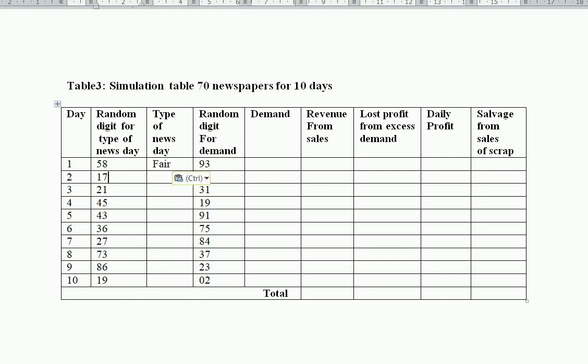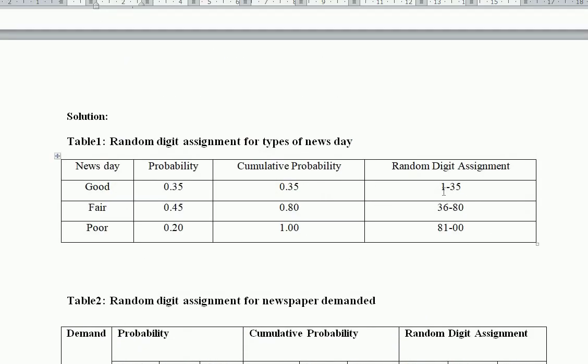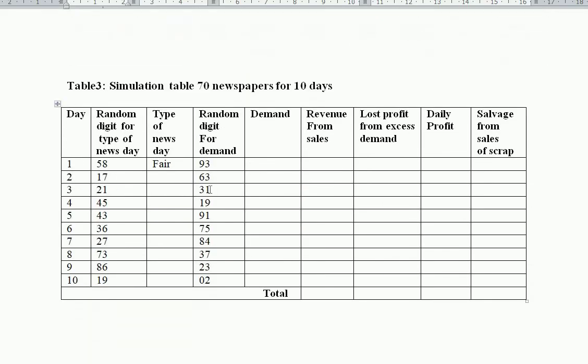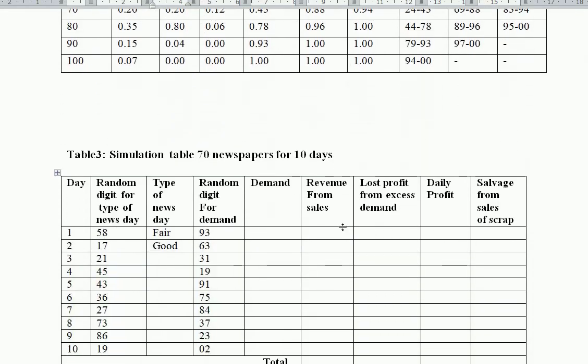Again for 17. 17 lies between 1 to 35, so the news day is good. For the 21 also it is good, because the value lies from 1 to 35. So here, for 21, the type of news day is good.